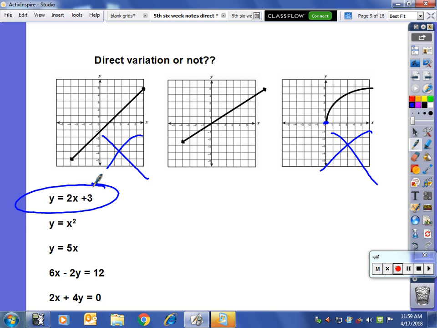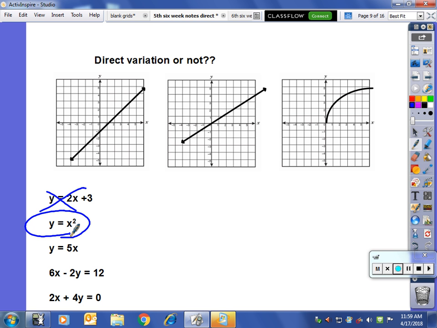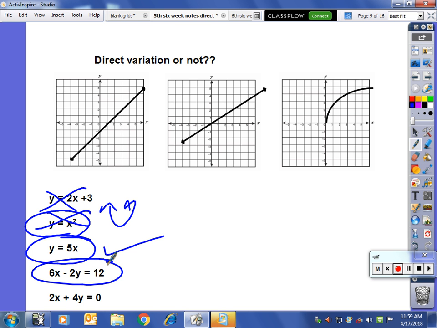Is this direct? No. Why not? Because the y-intercept is not a 0. So this is no. What about this? That's a parabola. What is direct variation? Linear. Is this? Yes. Is this? Can't be 100% sure, but I know if I solve this for y, is that going to make the y-intercept 0? No, the y-intercept is not going to be 0. What about this? Yeah, the y-intercept will be 0 here.